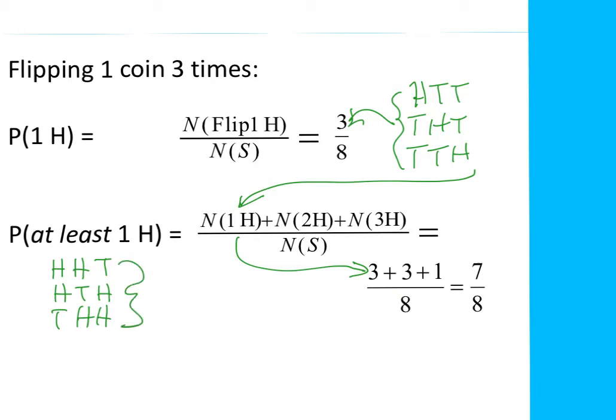So there are also 3 ways to flip 2 heads. And finally, there's only 1 way to flip 3 heads. You have to flip a head each time. So there are 3 ways to flip 1 head, 3 ways to flip 2 heads, and 1 way to flip 3 heads. You have to add all those up and divide by all the possibilities. In fact, the only way you can flip a coin 3 times and not get at least 1 head is to flip tail, tail, tail.